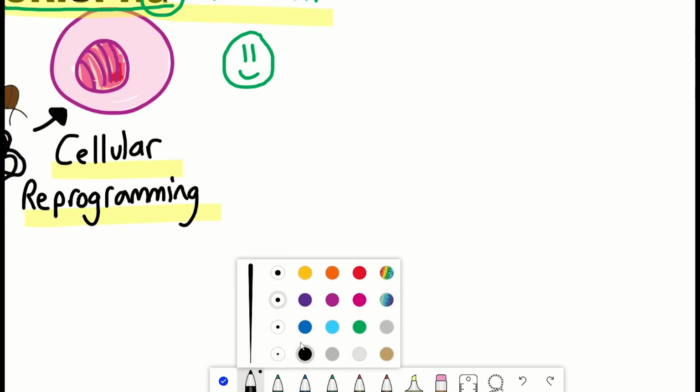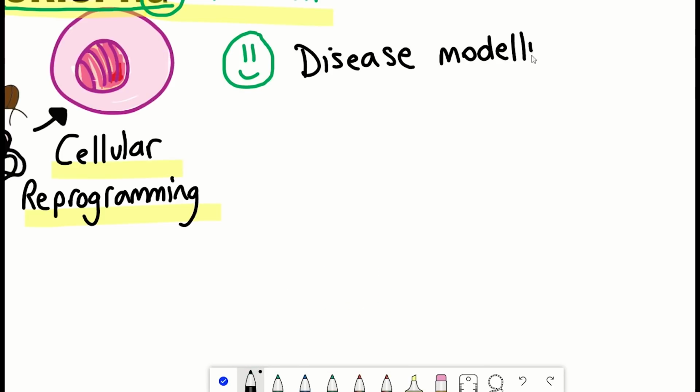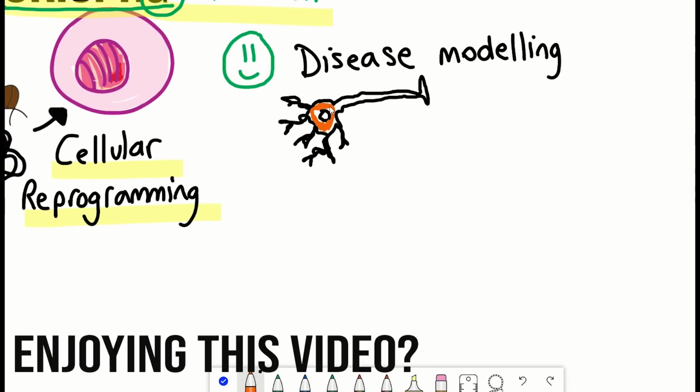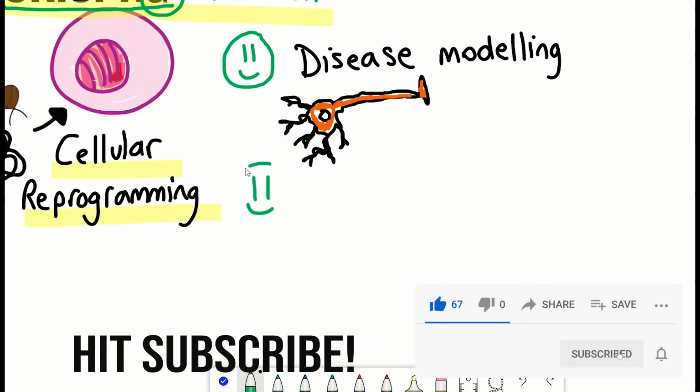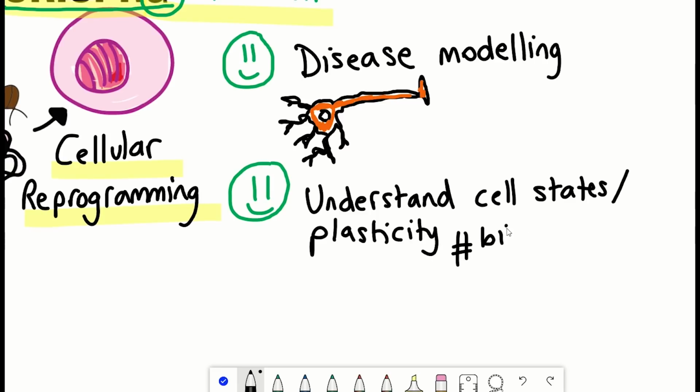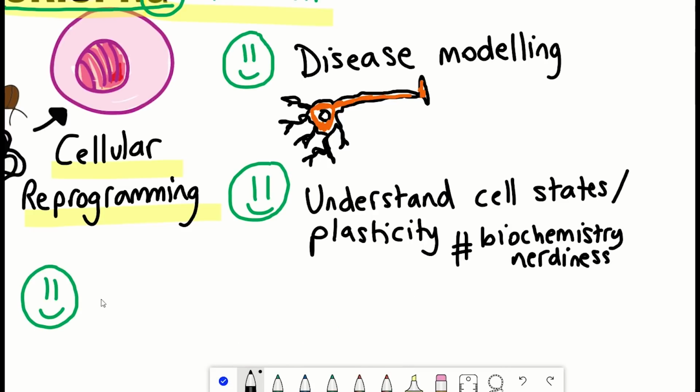Firstly, for disease modelling. For example, if you wanted to study neurons of an individual, instead of taking their actual neurons, which would be quite challenging to do, you could instead derive them from a stem cell and get that stem cell from one of their skin cells using this reprogramming technology. Secondly, you can use it to understand the biology of cell states and also cellular plasticity, how easy and difficult it is for cells to be reprogrammed. And then lastly, for regenerative medicine approaches.